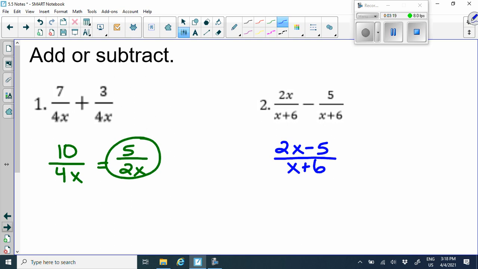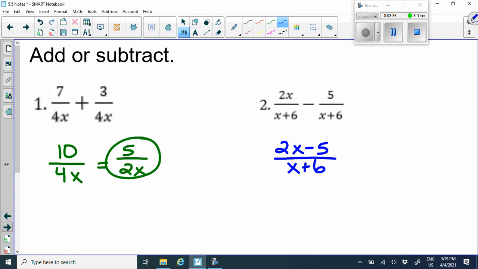Now later, we're going to be talking a lot more about can we factor. So looking at 2x minus 5, could I factor that expression? No, they don't have anything in common that we can take out, and it's linear. And same thing on the x plus 6. Well, we can't really take anything out there as well.